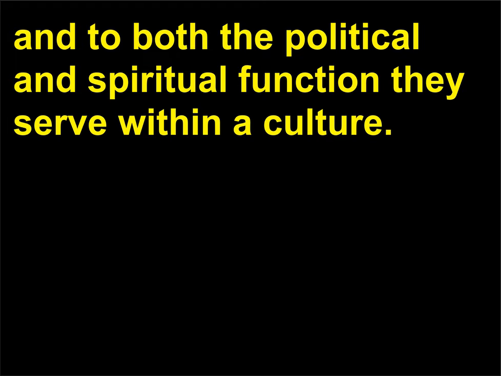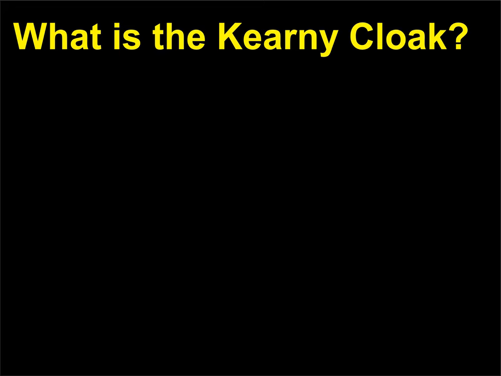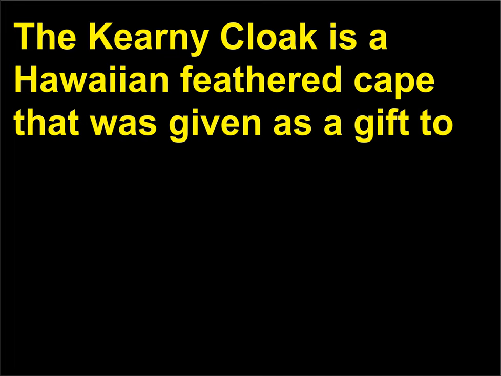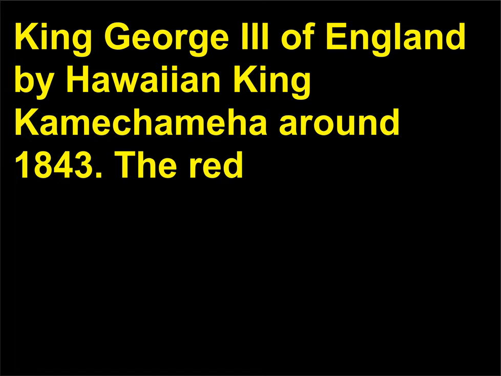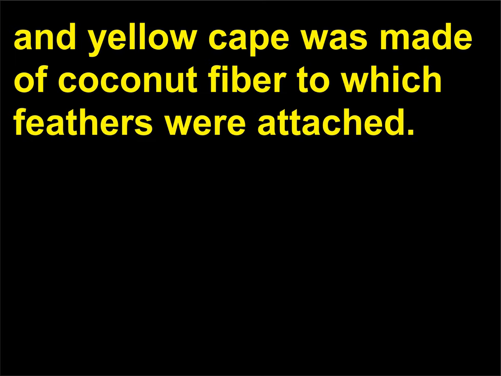What is the Kearny cloak? The Kearny cloak is a Hawaiian feathered cape that was given as a gift to King George III of England by Hawaiian King Kamehameha around 1843. The red and yellow cape was made of coconut fiber to which feathers were attached.